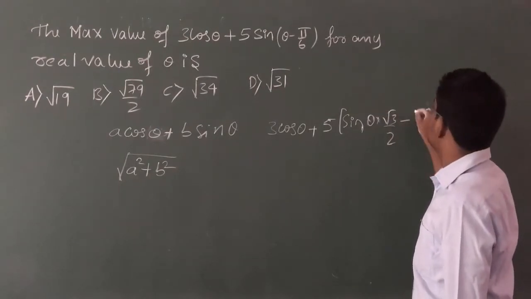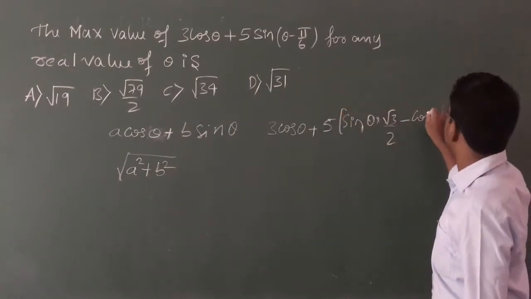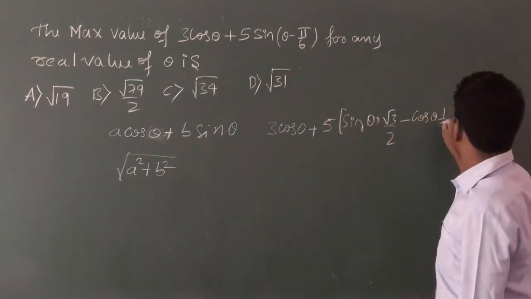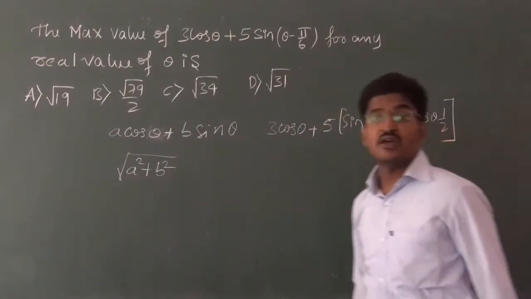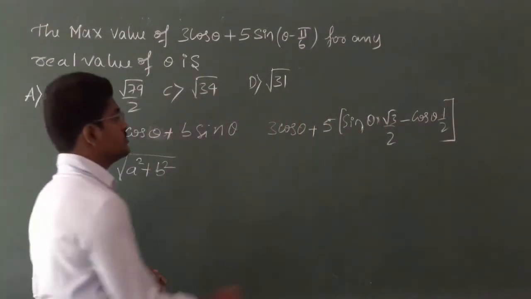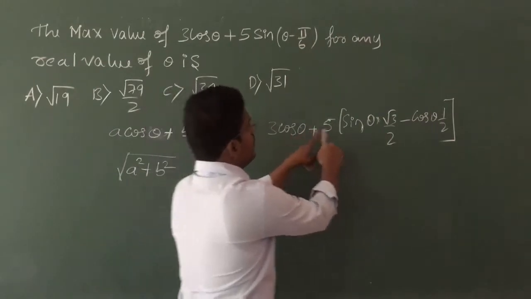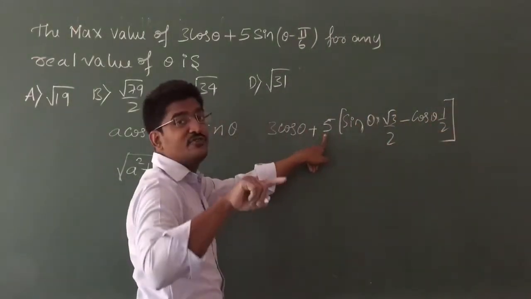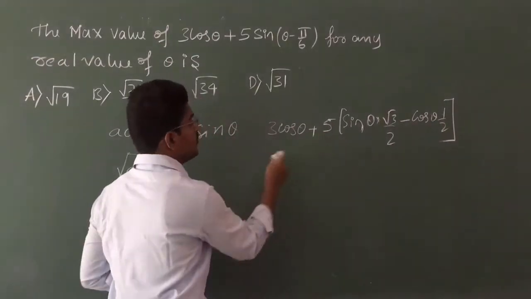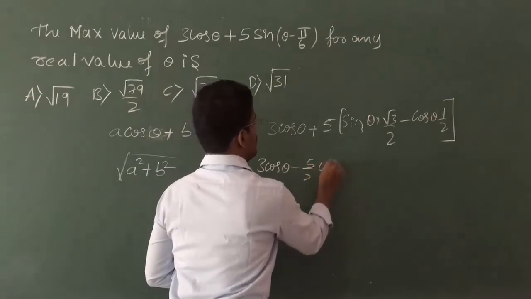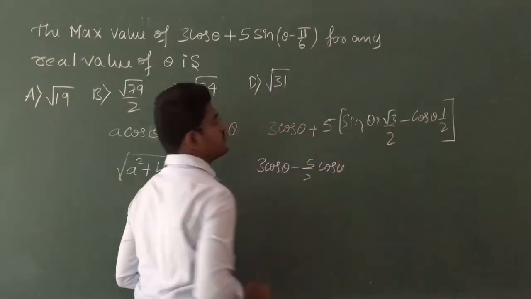Again, minus, now cos theta, sin of 30 degree is how much? 1 by 2. Clear? So from this you can simplify your term. So that is 3 cos theta, 5 into minus cos of 1 by 2 means what? That is 5 by 2 cos theta, if you want to write it. Cos theta minus 5 by 2 cos theta. If I multiply these two terms, clear?